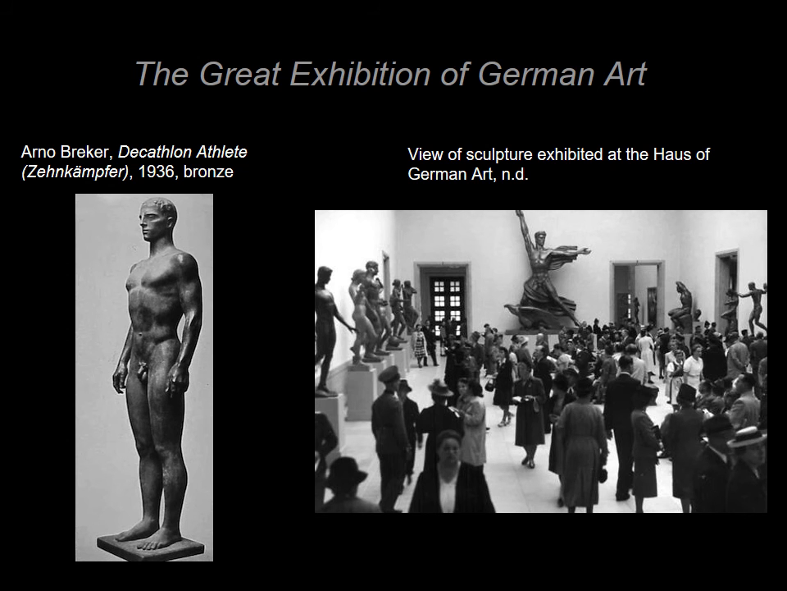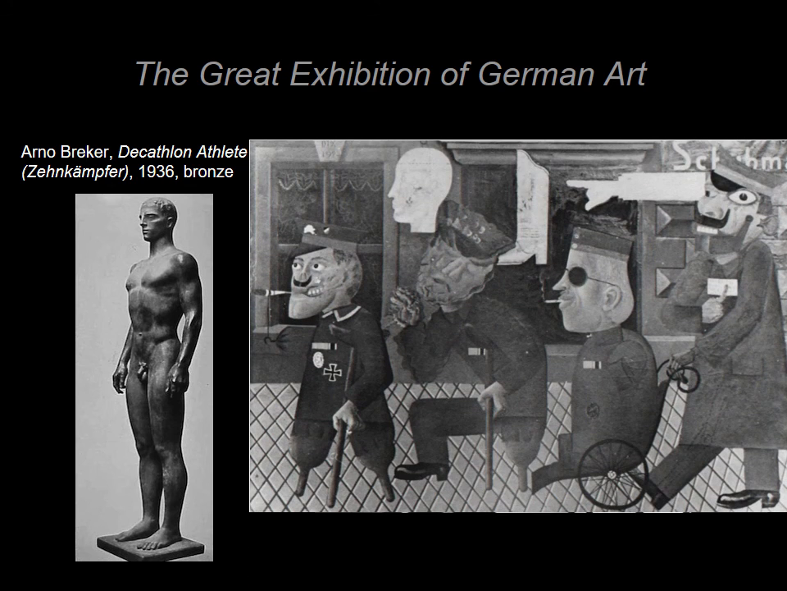The Great Exhibition of German Art featured things like Arno Breker's decathlon athlete on the left, a 1936 bronze sculpture that has clearly this idealized perfect body proportions and looks nothing like those work-weary pieces we've been used to seeing, right? The view of the sculpture gallery exhibited in the House of German Art. There's another photograph here, incredible kind of sculptures that people are visiting and seeing that look so different than the works that looked like this that they were protesting.